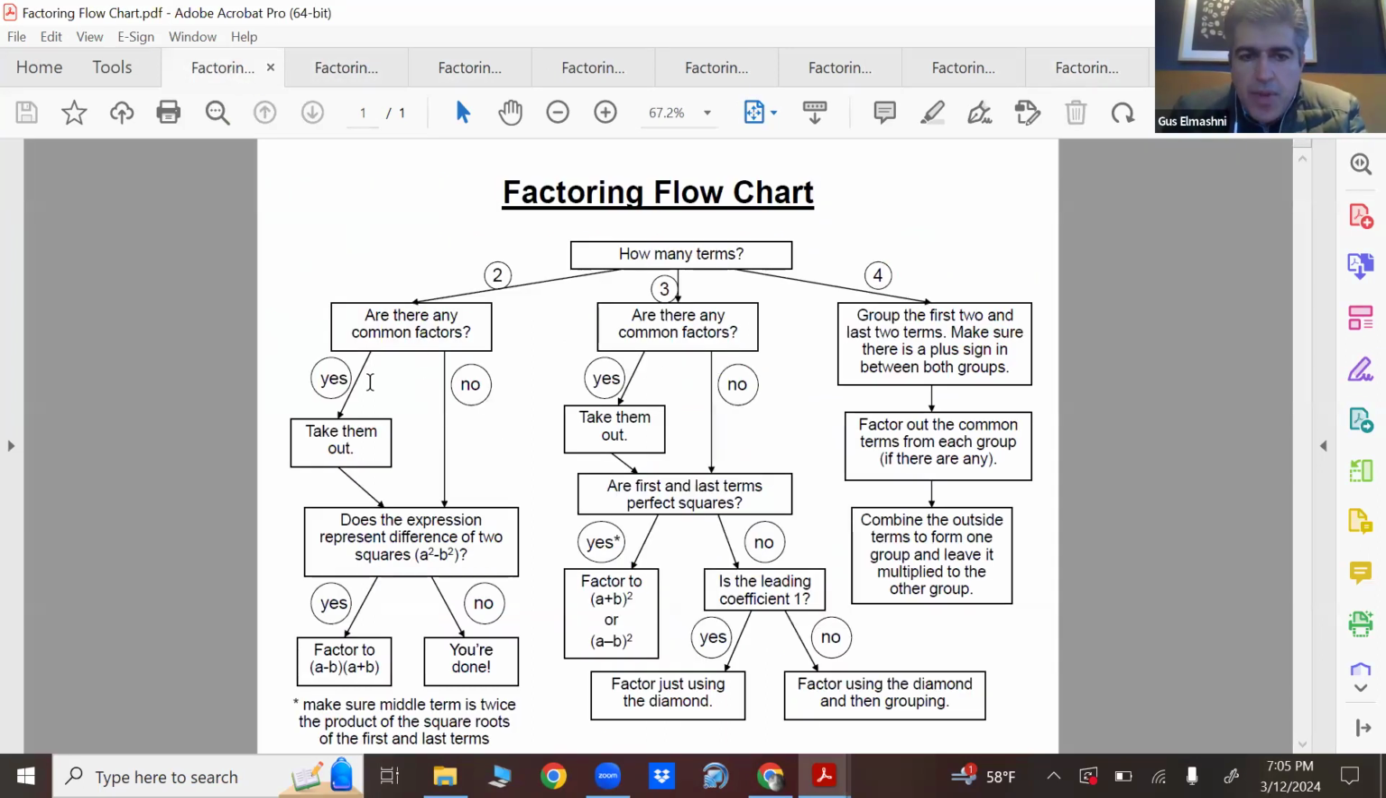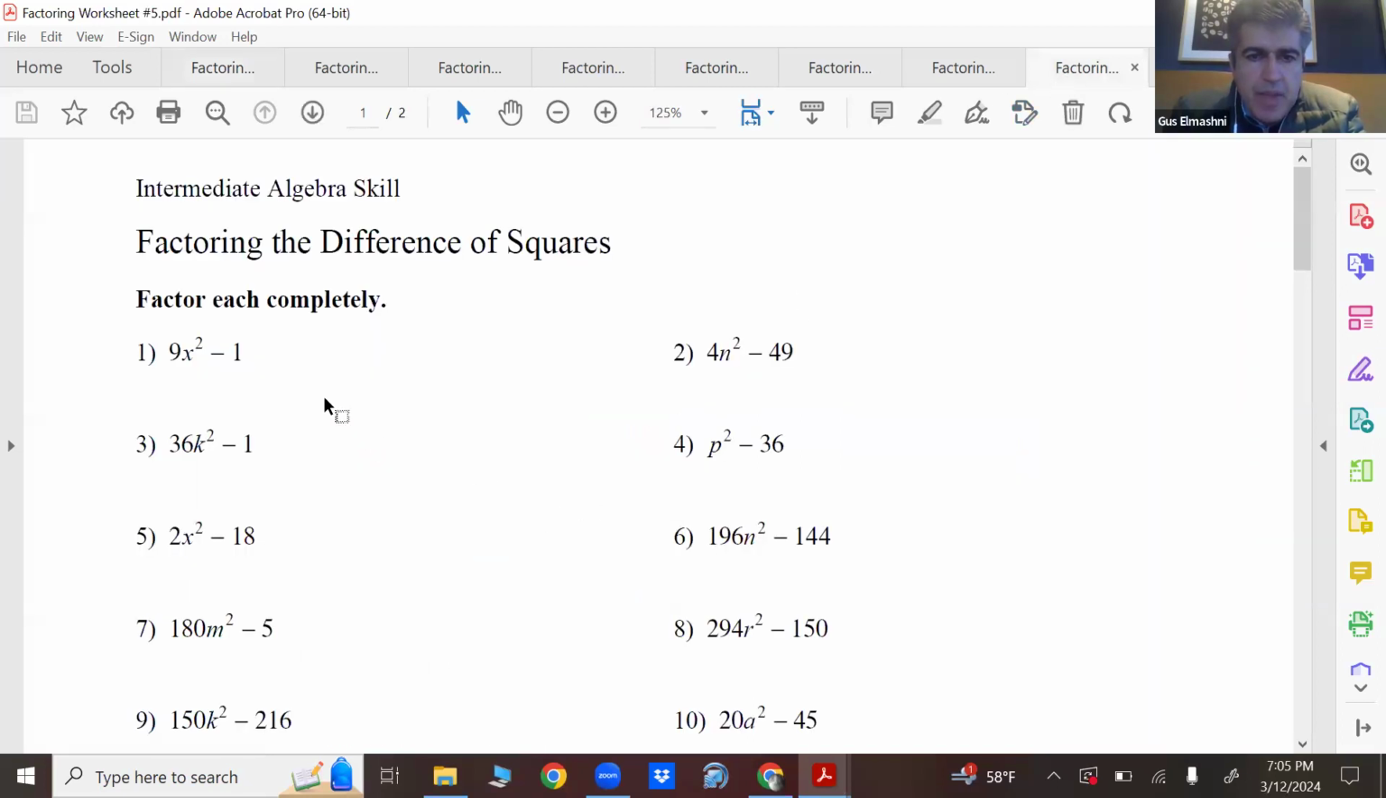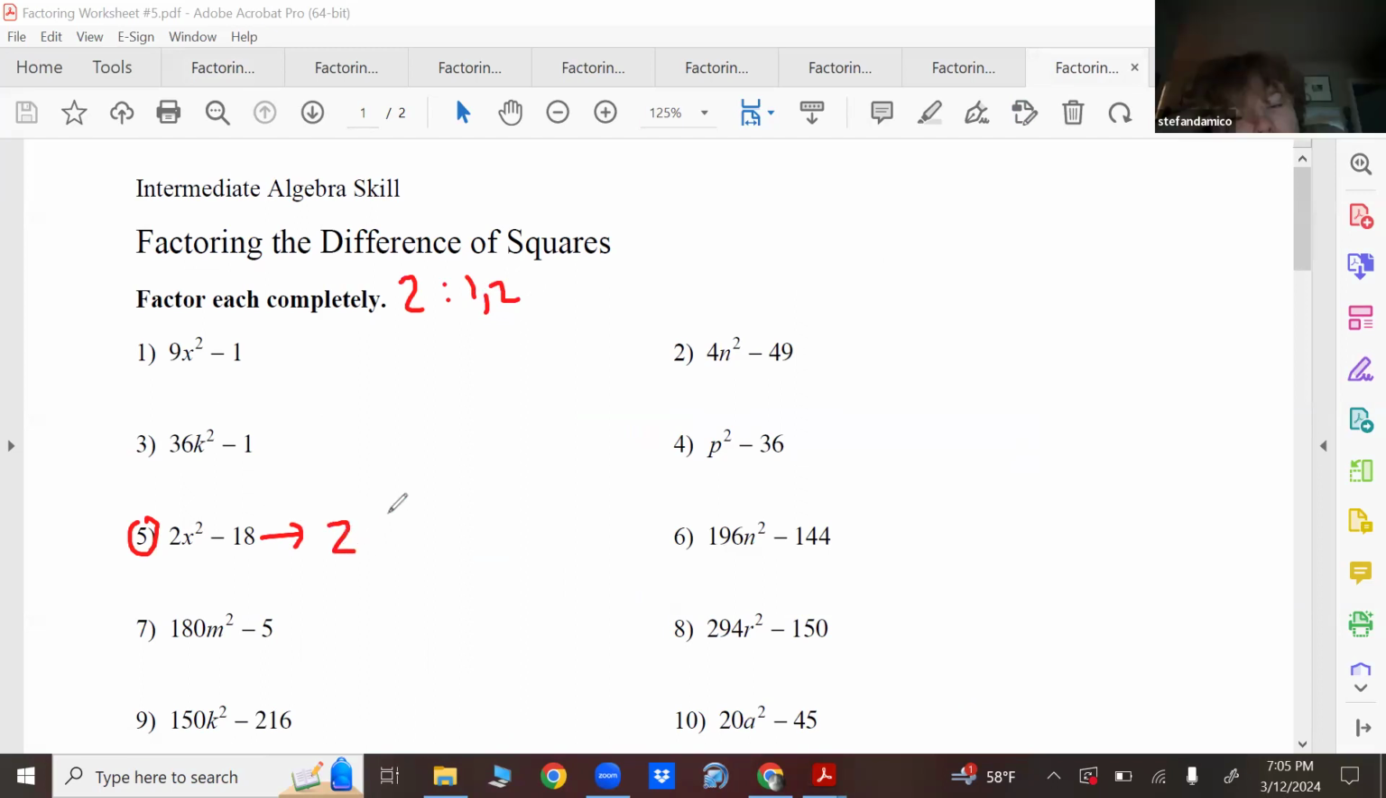So you take out common factors and then something called the difference of two squares. For example, let's look at number 5. What's common between 2 and 18? What factor do they share in common? 9's not a factor of 2. What are the factors of 2? 2, right. So you take a 2 out. When you take the 2 out, what's left inside?